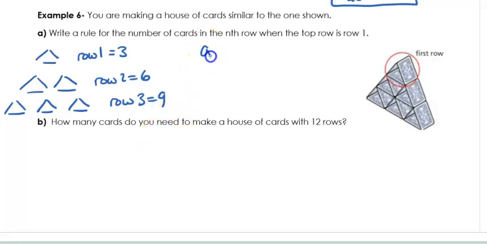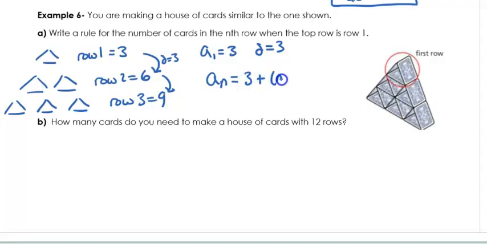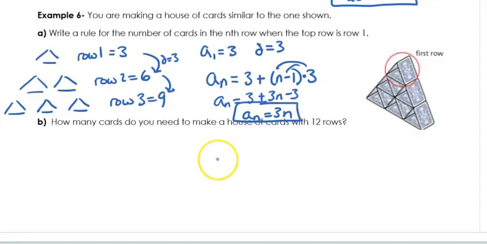So I can see that my first term is 3. In my common difference, it's going up by 3s every time. And so my common difference is also 3. So to write my rule, I'm going to plug in A1 plus n minus 1 in parentheses times our common difference of d. I distribute and then simplify. And so I end up with 3n, and that's my rule.